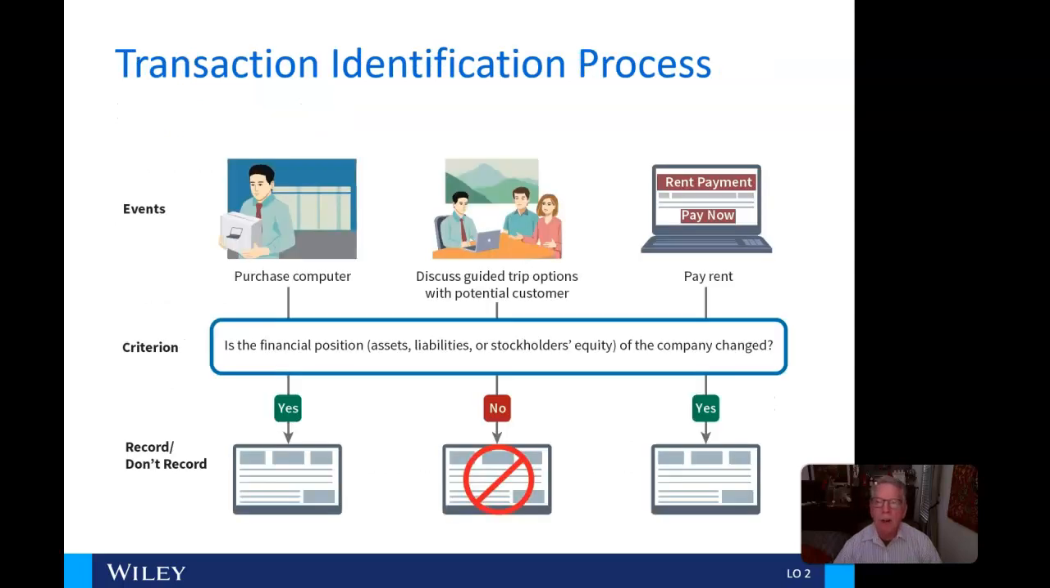All right, so let's look at that. We purchase a computer. We've discussed guided trip options with a potential customer. We've paid some rent.